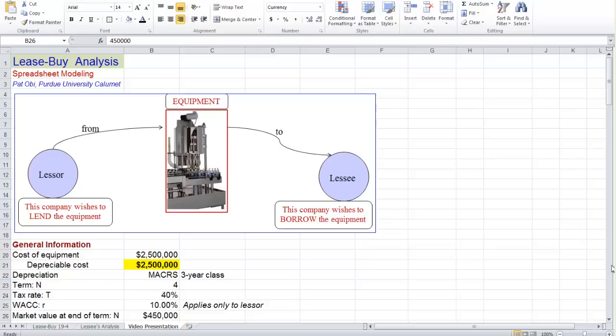This spreadsheet presentation shows the financial analysis leading to the lease versus buy decision. I'm Pat Obi, Professor of Finance at Purdue University, Calumet.